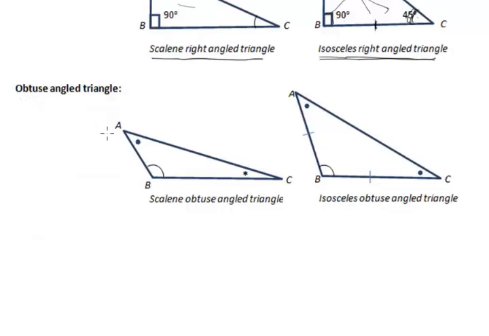If a triangle has one angle greater than 90 degrees, that is the obtuse angle, then the triangle is called an obtuse angle triangle. An obtuse angle triangle can be a scalene obtuse angle triangle, that means all three arms and all three angles are different, or an isosceles obtuse angle triangle, that is, the opposite arm of the obtuse angle is the longest arm and the other two arms can be equal and their corresponding angles also are equal, then this triangle is called an isosceles obtuse angle triangle.